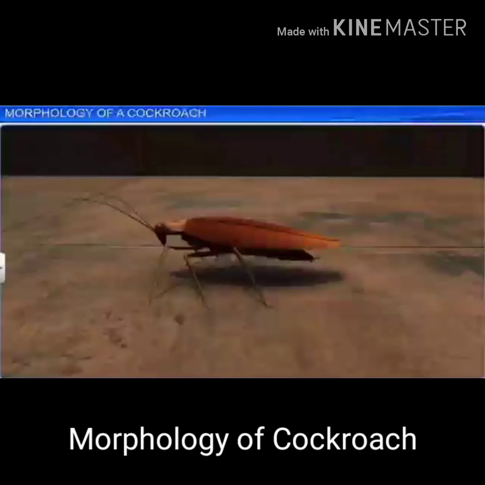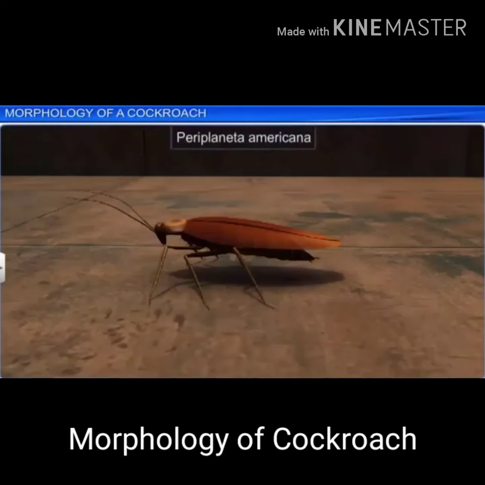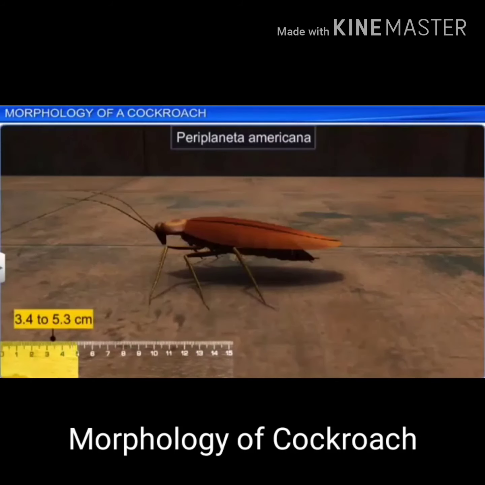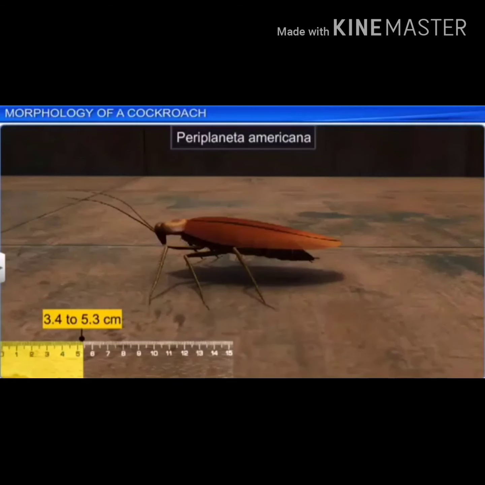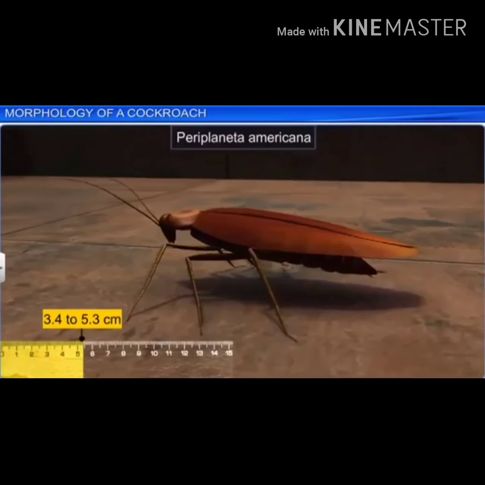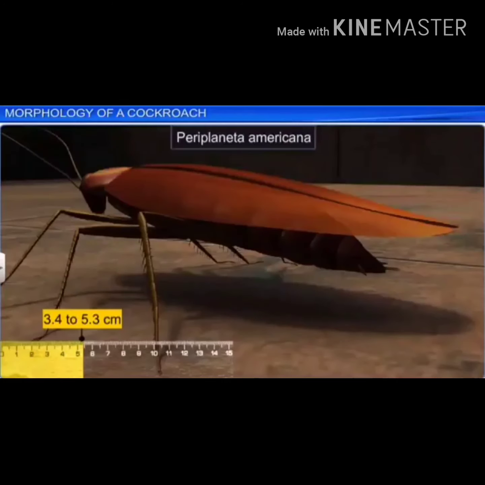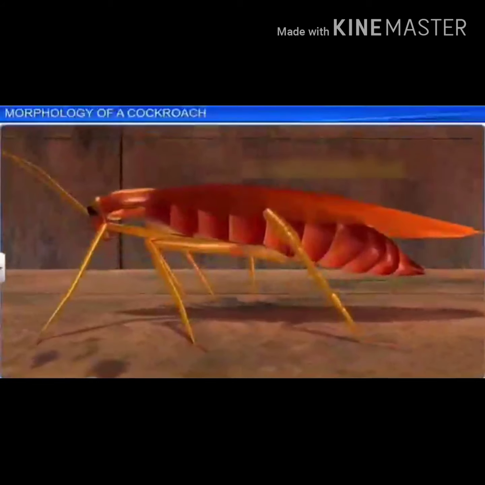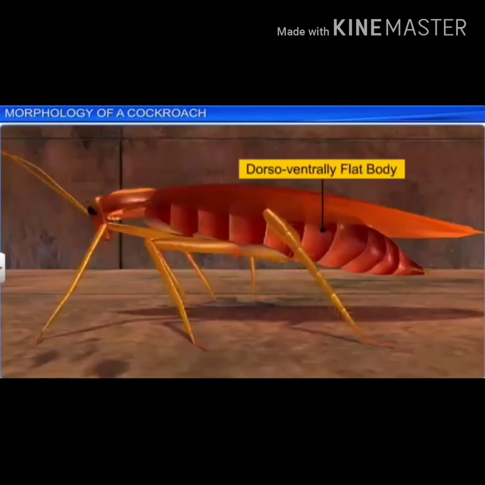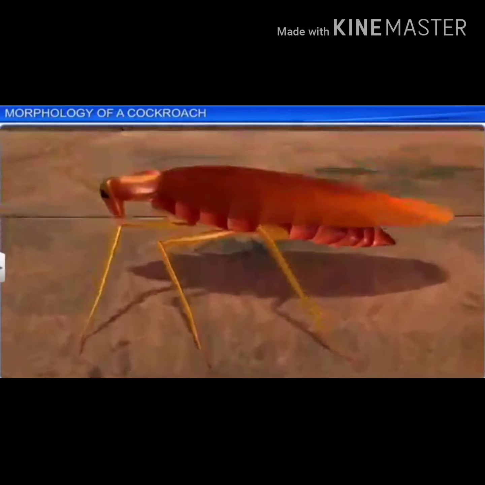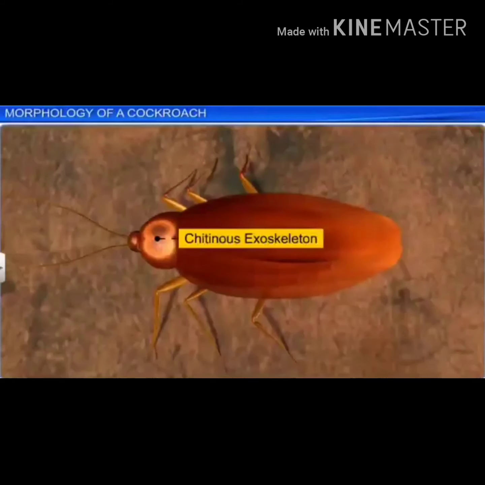A common species, Periplaneta americana, measures 3.4 to 5.3 centimeters in length. The adult male of this species has wings extending beyond its abdomen. The body of a cockroach is dorso-ventrally flattened and is covered in a hard, brown, chitinous exoskeleton.